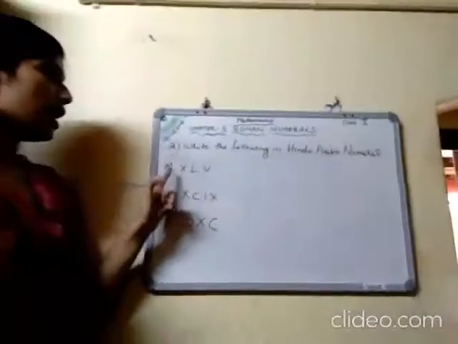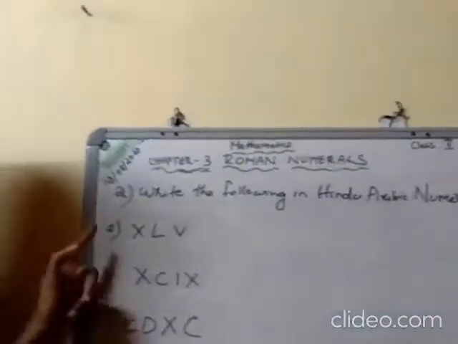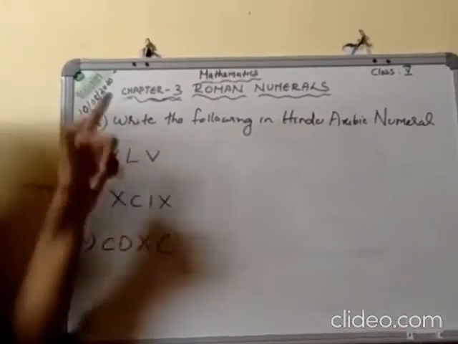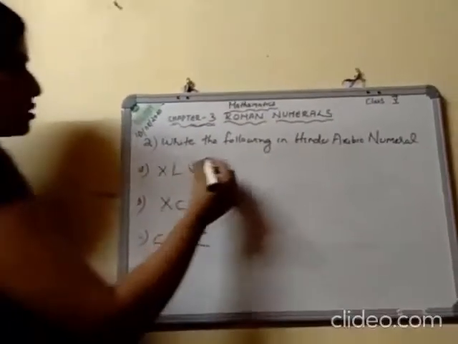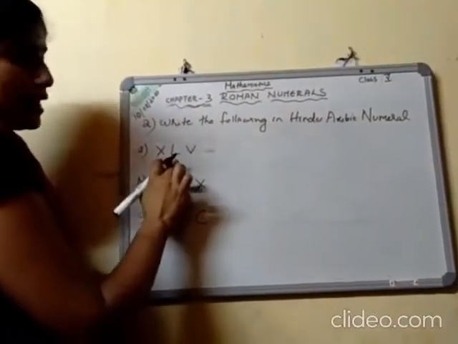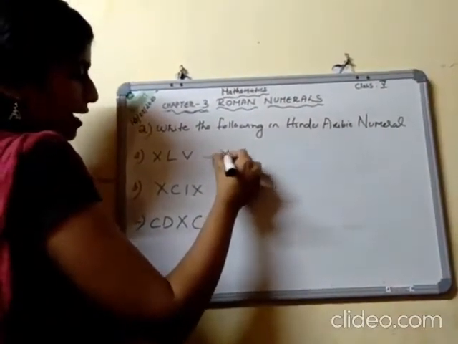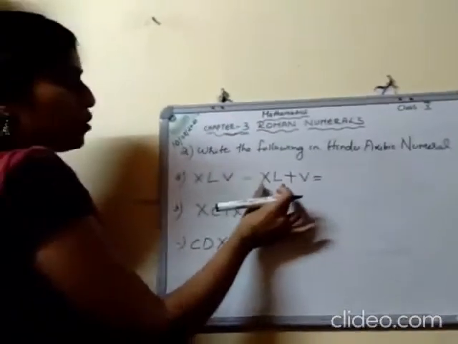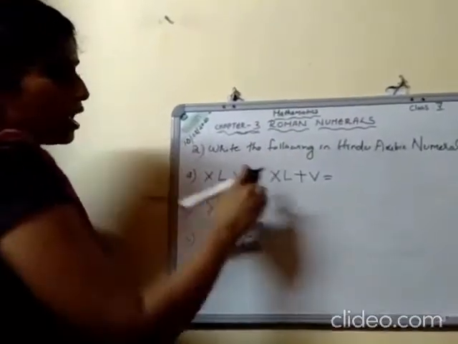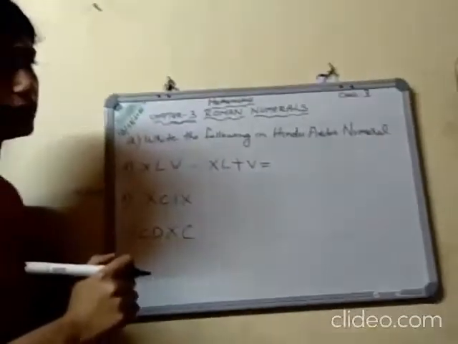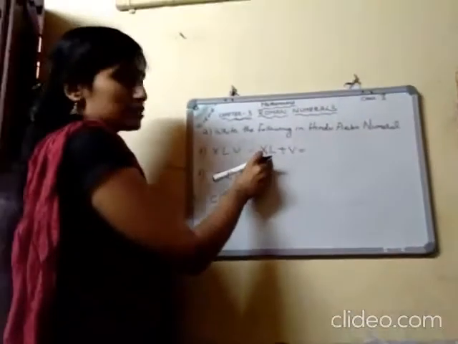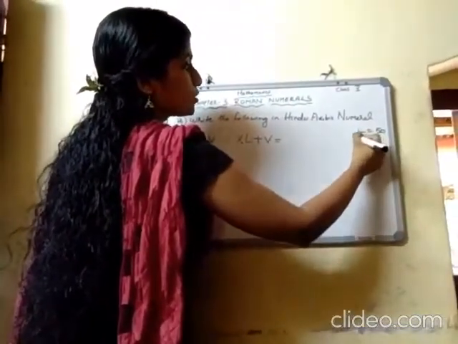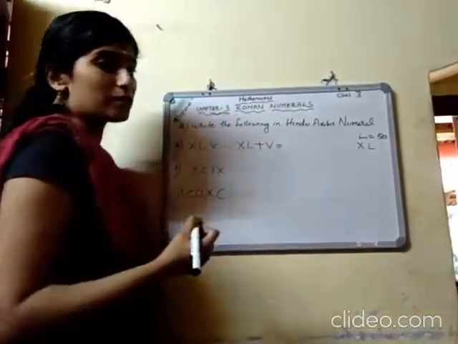See the first question: XLV. Which Hindu-Arabic numeral does this Roman numeral represent? How can you find it? See, X and L. We can separate this as XL plus V. We can write this as a sum of XL plus 5. And you know XL represents which number? Tell me, which number does XL represent? You know L is a representation of 50. So XL means which number does it represent?